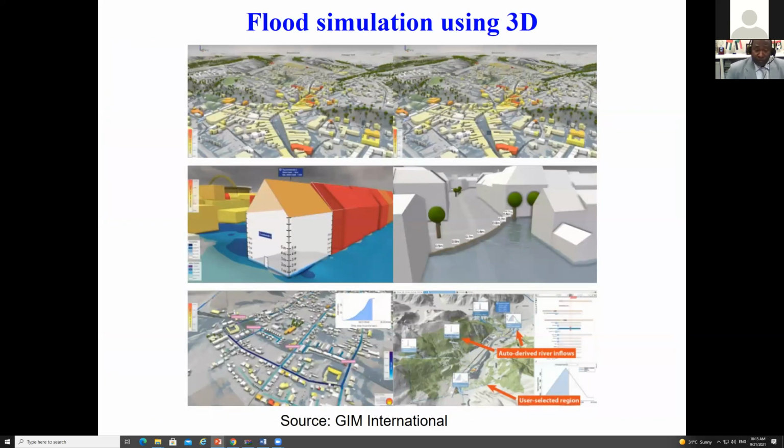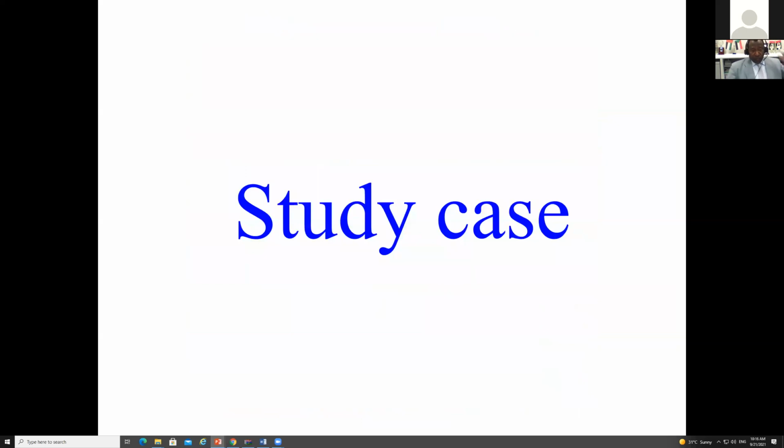Also, nowadays, people move to 3D applications, so you can integrate all the data in a city to simulate and know which areas will be flooded, so you can take preventive measures to reduce the impact of flooding. I will highlight the case study in Sudan.